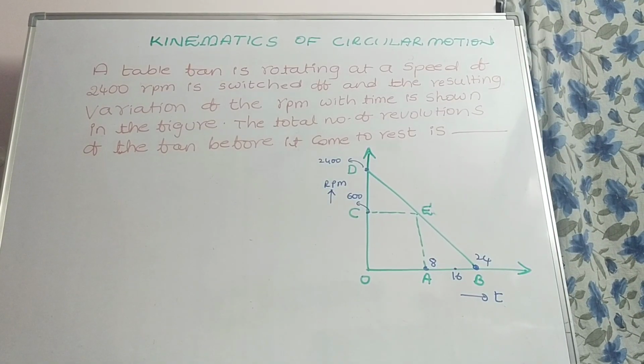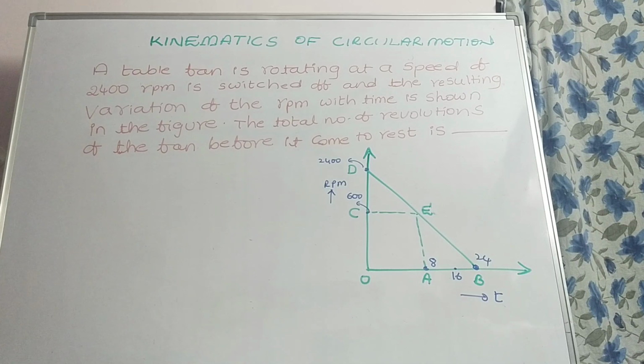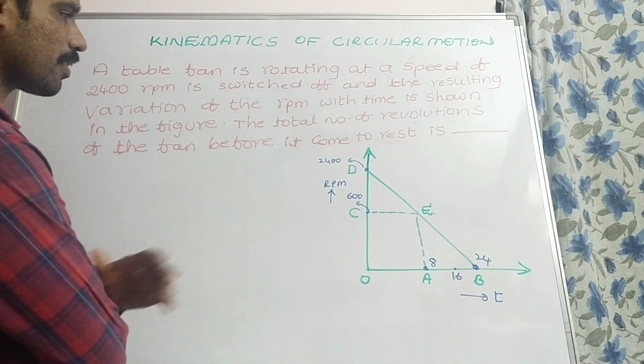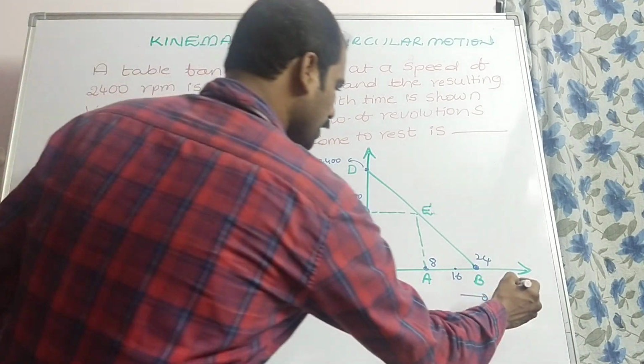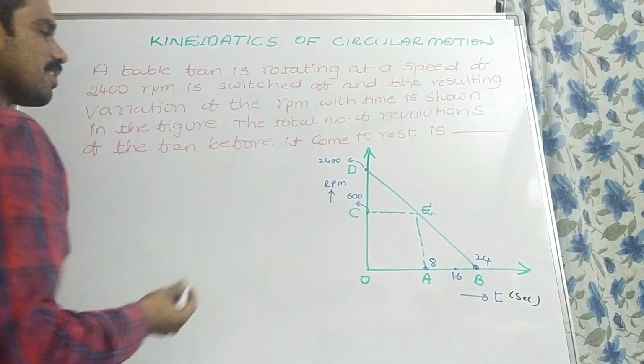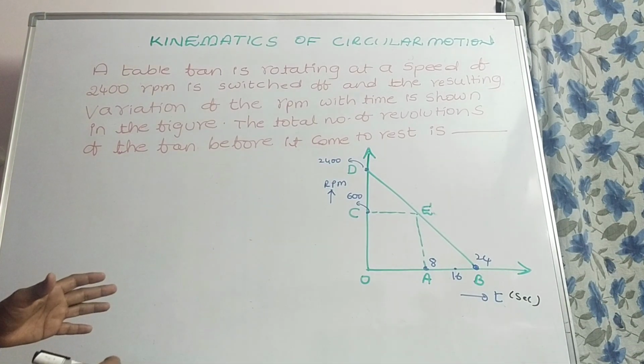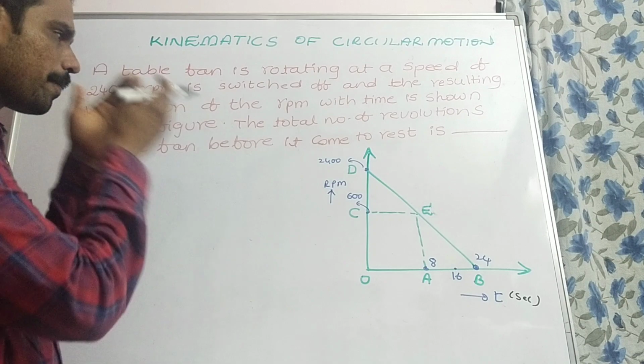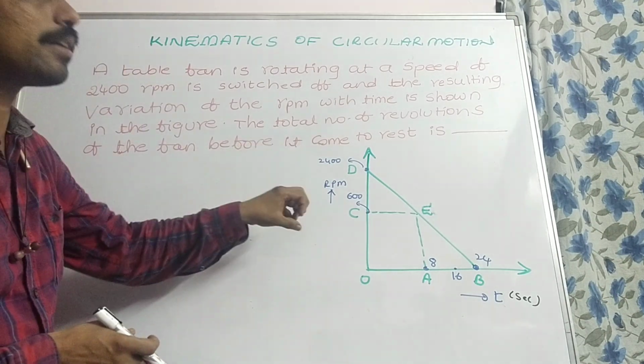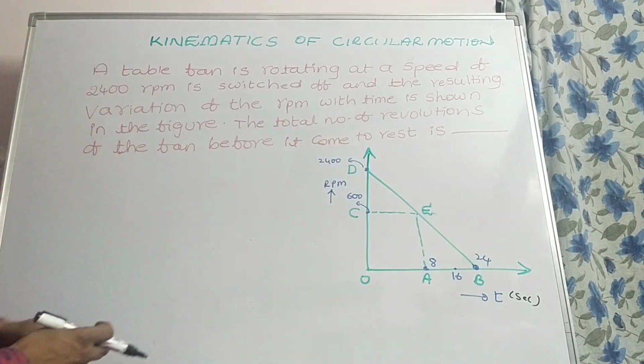Now here the graph is provided. A table fan is rotating at a speed of 2400 rotations per minute, is switched off, and the resulting variation of the rotation per minute with time is shown in the figure. The total number of revolutions of the fan before it comes to rest is asked. On the x-axis time is taken in seconds, and the y-axis is rotations per minute. To calculate such type of graphs, we have to find the area of the given graph. That will be the answer.